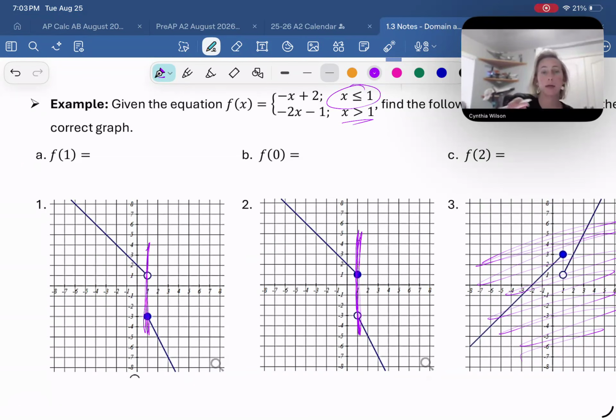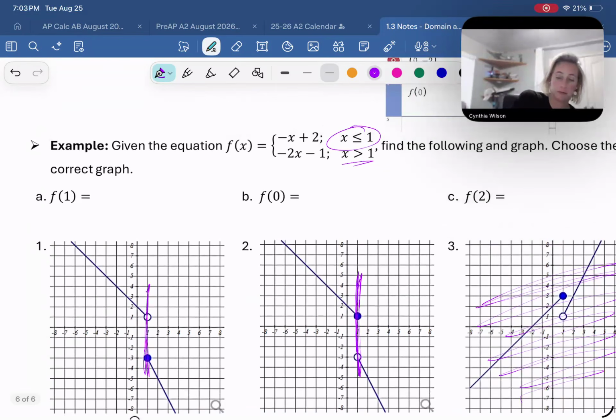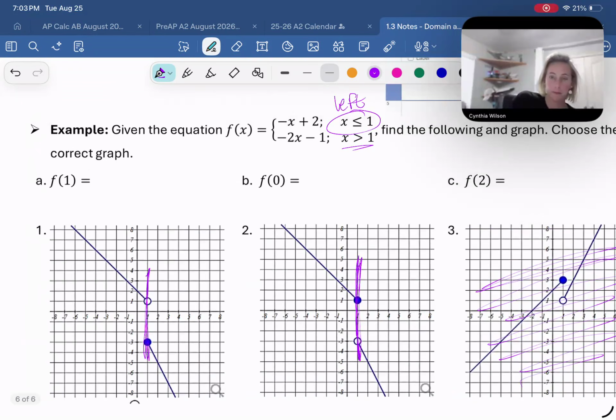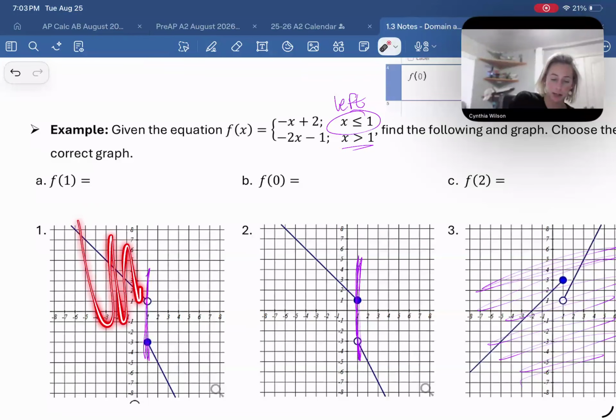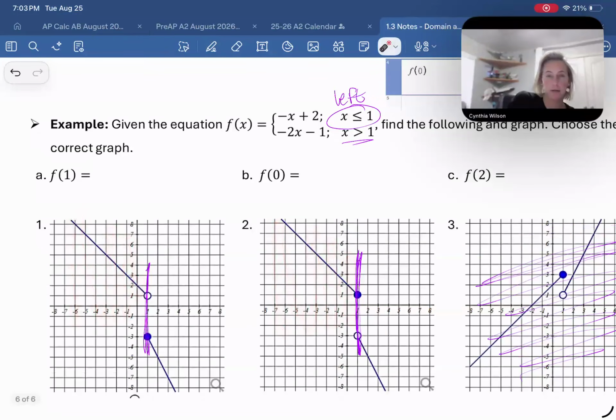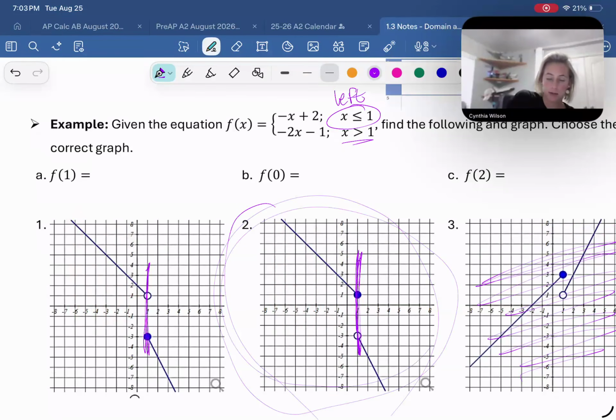Okay, so I'm looking at the less than or equal to. Less than means left. All right, so the left side, where I have the graph on the left side, here's left, here's left. I want the one to be closed. So that's got to be this one here.